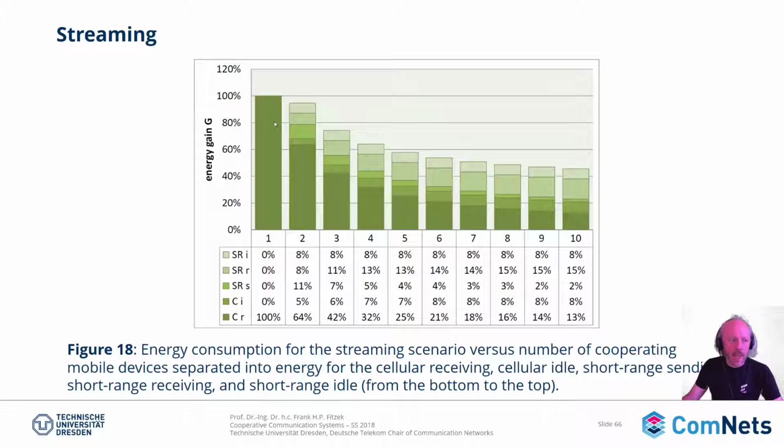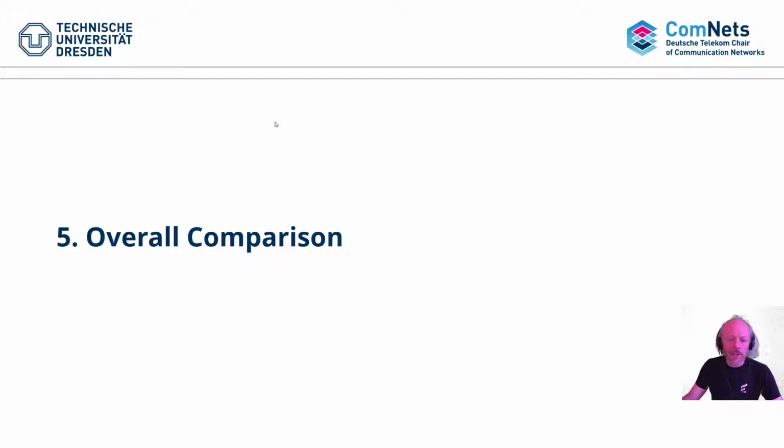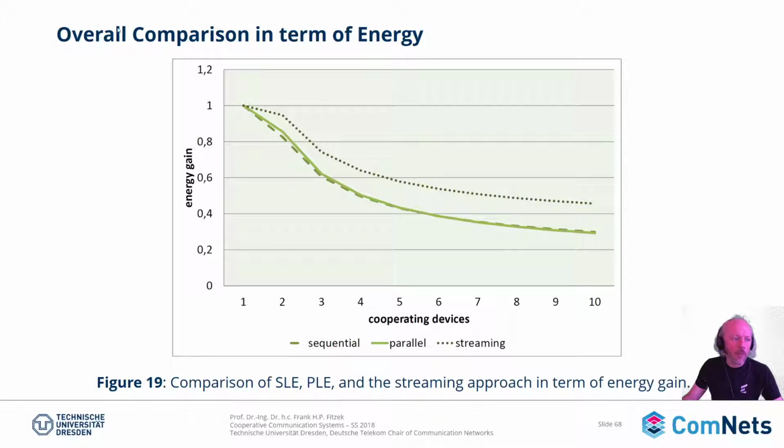And this is for the energy. And if you look for the timing plot, there is no timing plot, because in the streaming use case, we don't have a gain, because whether you stand alone or if you're cooperating, you have to wait for the end of the transmission. You will not see it earlier than the others. That is clear. So if you look at the overall for the energy, then you see the streaming one is a little bit worse than our sequential and parallel case, right? They differ a little bit here in the beginning, but this is more or less the same.